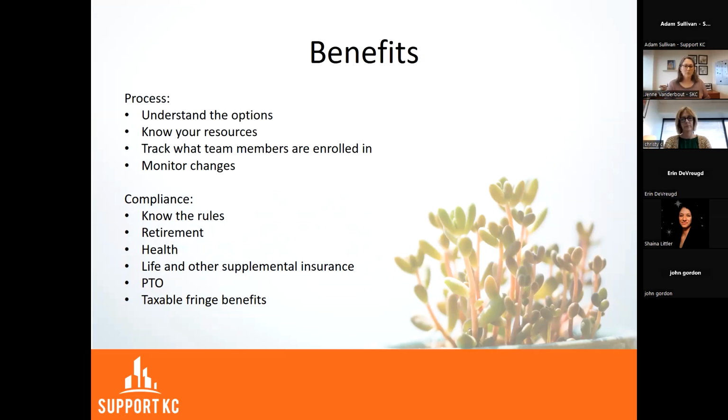I'm sure many of you are working with a broker if you have benefits, and we have ours on speed dial for questions, because this isn't an area that we're as well versed in as we probably need to be, although we've gotten much better. But be able to track what team members are enrolled in, be able to understand what they're enrolled in, and then when there are going to be changes because of a life event, be able to monitor those changes to ensure that they are deducted or reflected in the payroll.